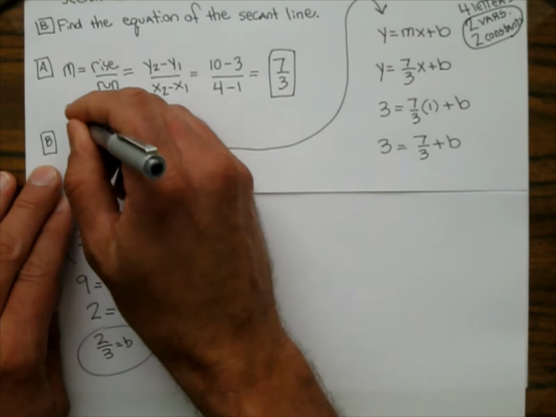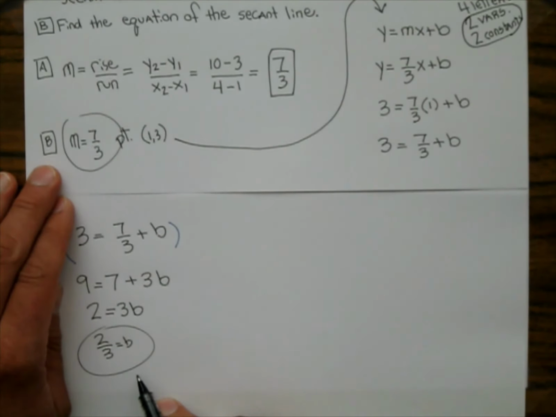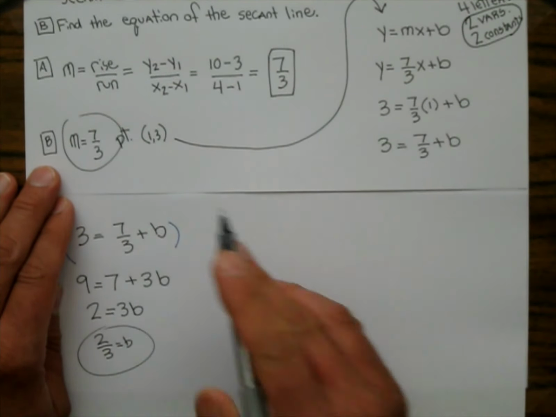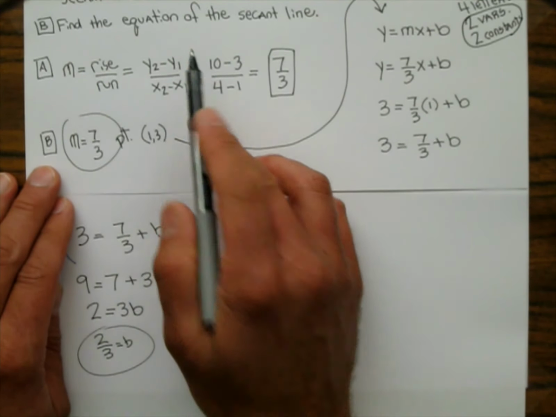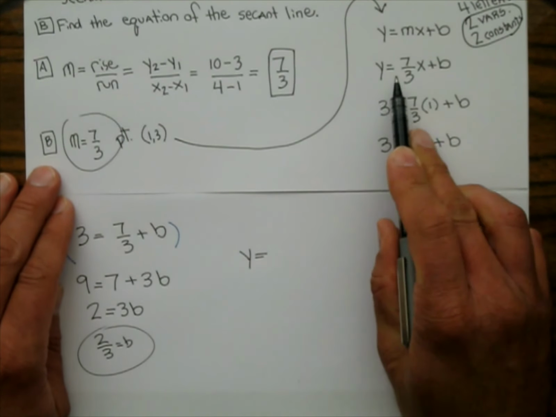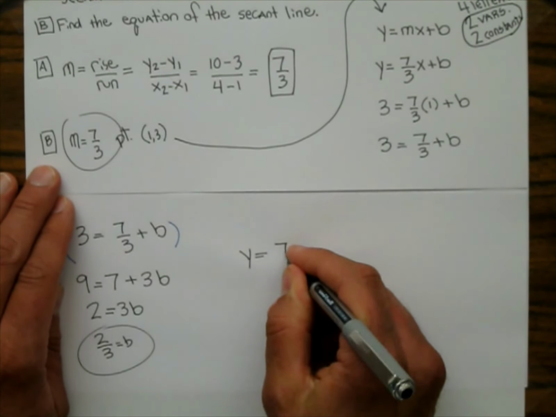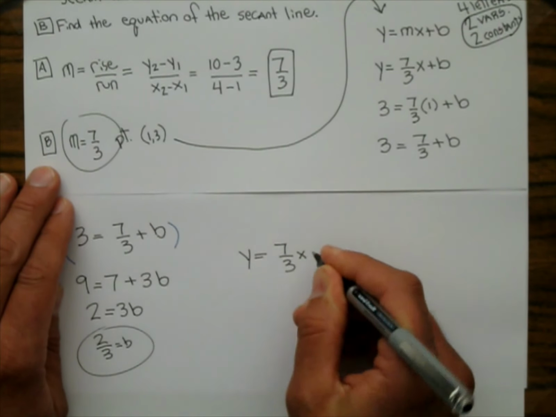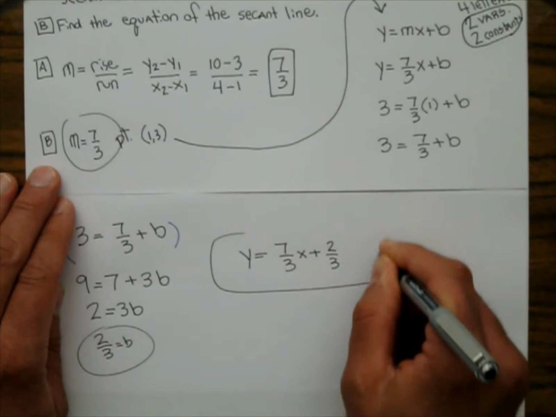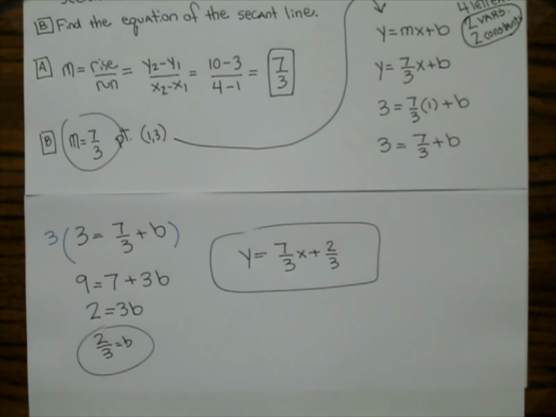So I have the m, I have the b, I have found the two constants. So the equation of the secant line looks like this. y equals 7/3 x plus 2/3. And that answers question B, finding the line.